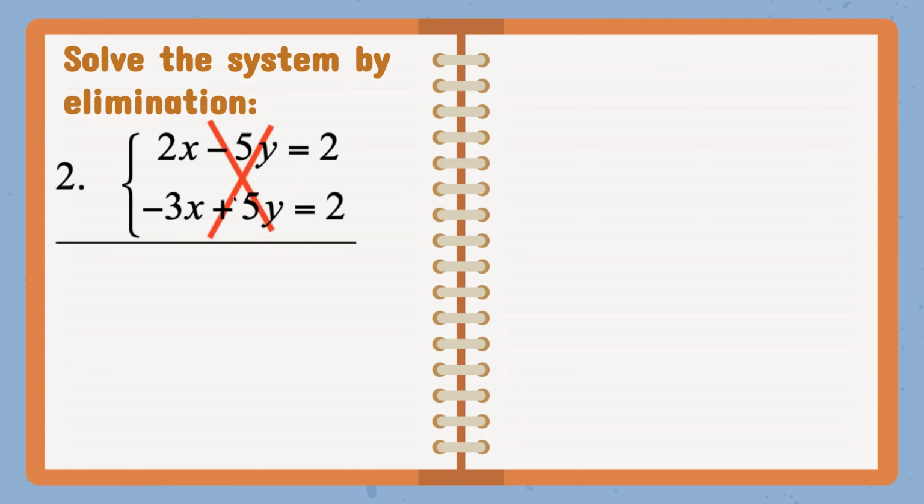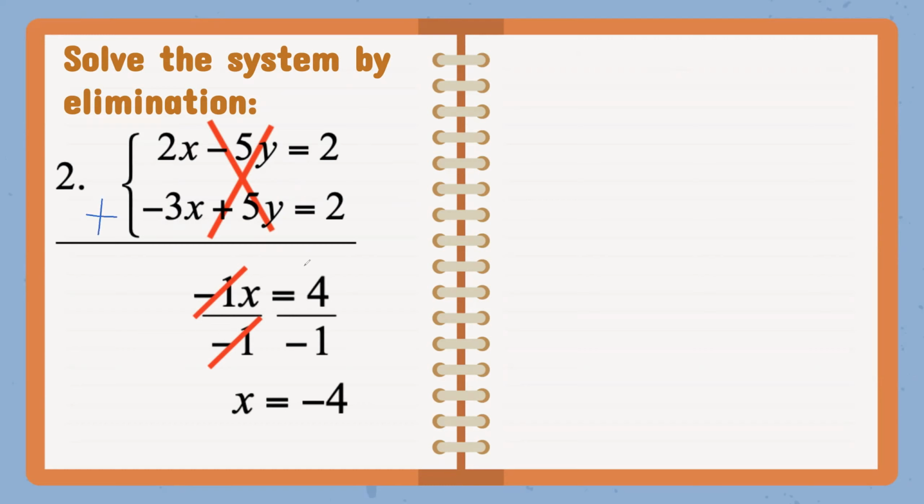So -5 plus 5 gives us 0. That's why there's a huge X through it. And we're left with 2 plus a -3. Here, let me do my little plus sign here. 2 plus -3 is -1x. -5 plus 5 is 0. That's why it crosses out. And then 2 plus 2 is 4.